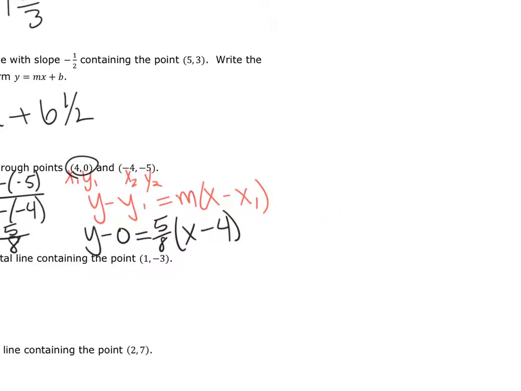I could stop right there, but I'm going to put it in slope-intercept. It just says an equation of a line. That is an equation of a line. If it doesn't say anything else, I could stop there and it would be a correct answer. But I'm going to go ahead and write it in slope-intercept form.